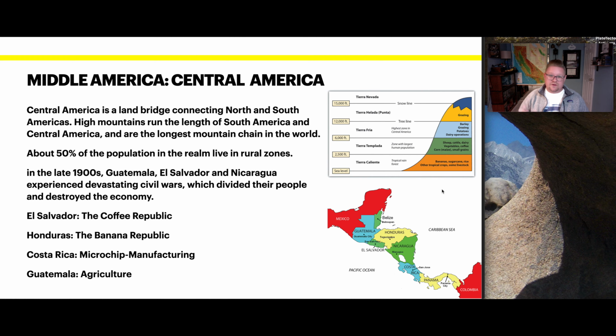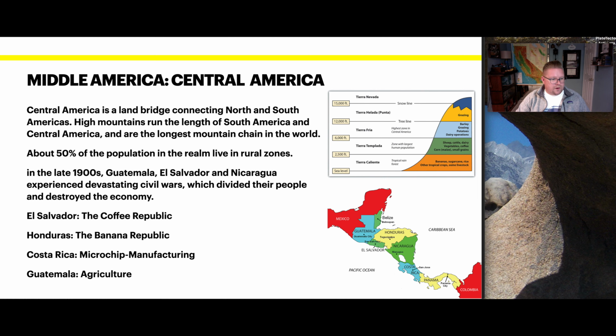As you can see, they have elevations over 15,000 feet, which is taller than our Mount Whitney here in California. But we can see what grows well in these areas. At sea level, you've got bananas, sugarcane, rice, and other tropical crops. Just at 2,500 feet, you're looking at sheep, cattle, dairy, and some veggies. A little bit higher, barley, grazing, potatoes, and so on. And then just grazing as you get to the tree line, and nothing up there but snow.